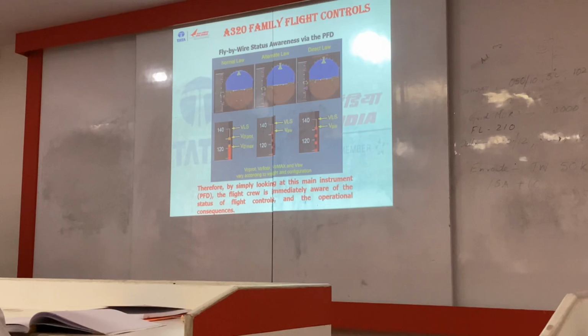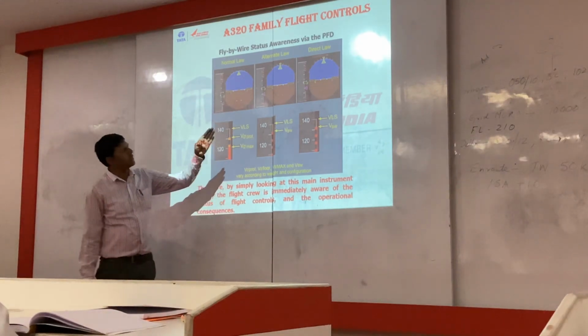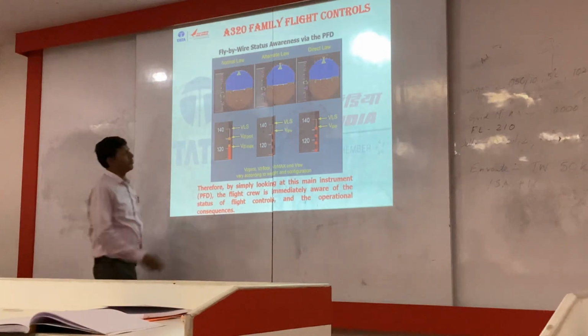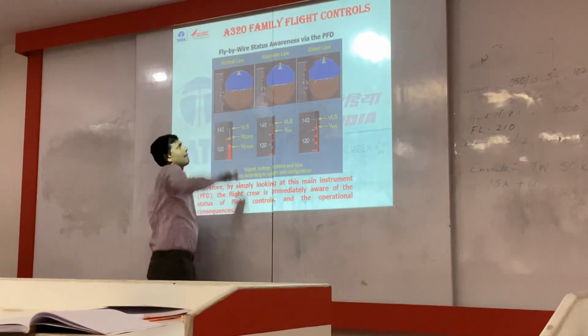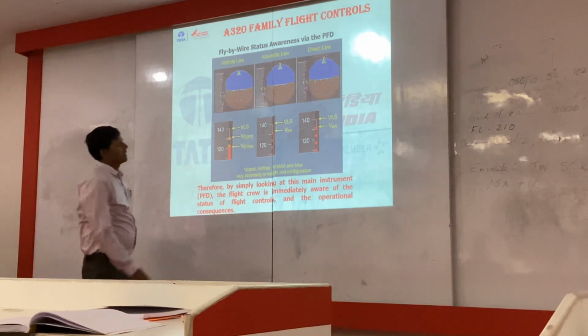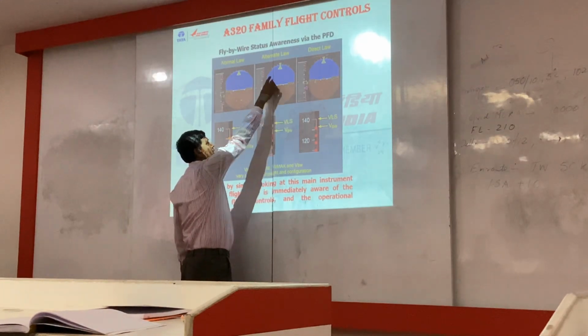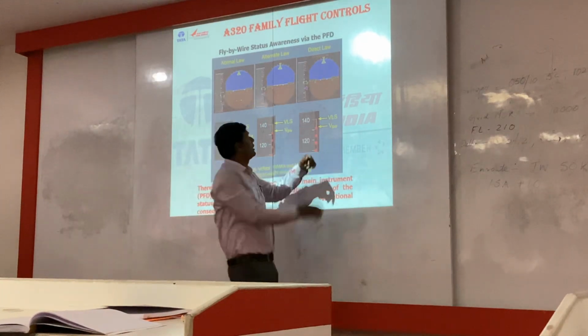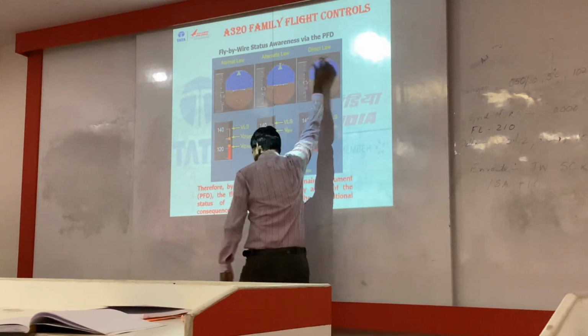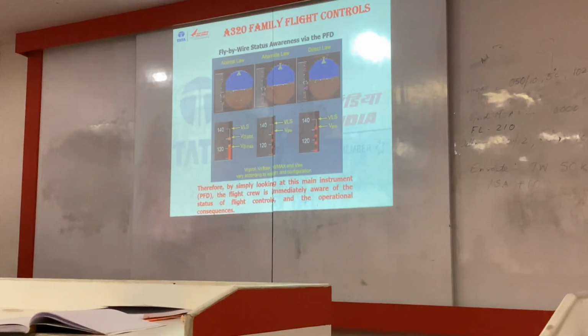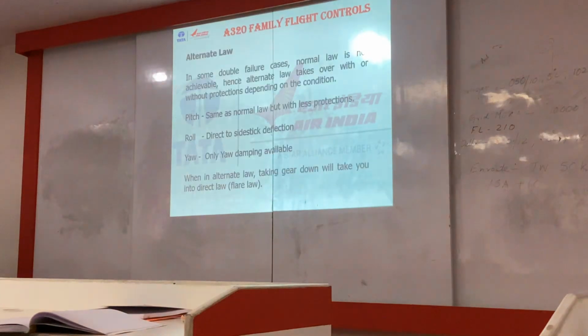By seeing this screen, you can identify which one is the normal law, which one is the alternate law, which is the direct law. Normal law you can see, whereas in alternate law it is different, and in direct law it is different again. In some double failure cases, normal law is not achieved and alternate law takes over.